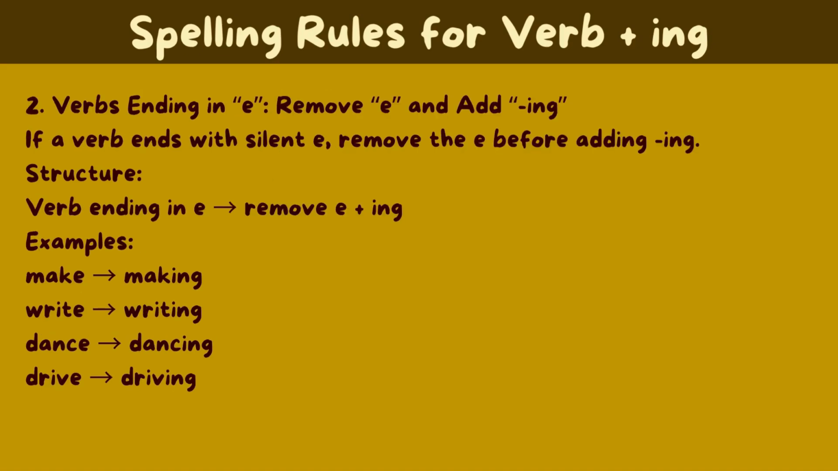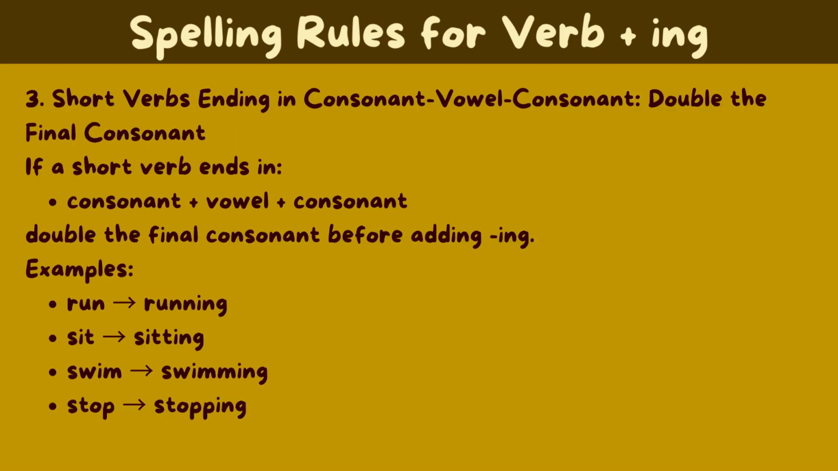Second, if a verb ends with silent e, we remove the e before adding ing. For example, make becomes making, write becomes writing, and dance becomes dancing. Third, for short verbs ending in consonant-vowel-consonant, we double the final consonant before adding ing. For example, run becomes running, sit becomes sitting, swim becomes swimming, and stop becomes stopping.